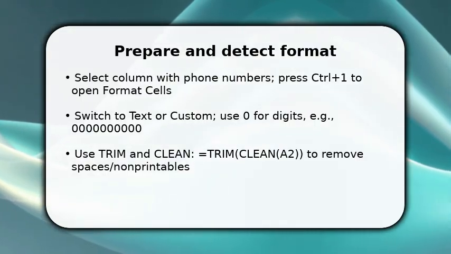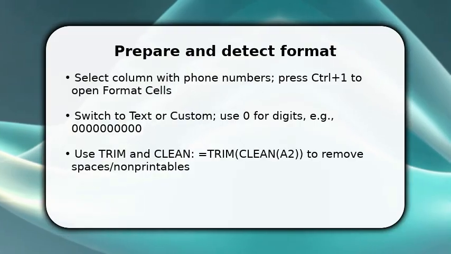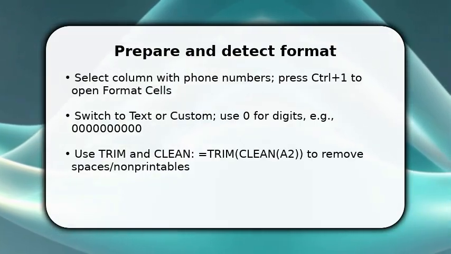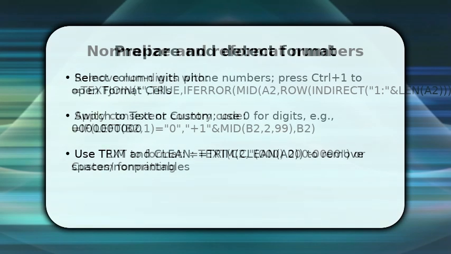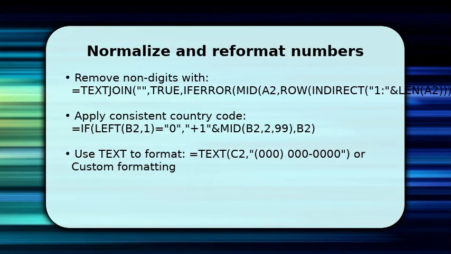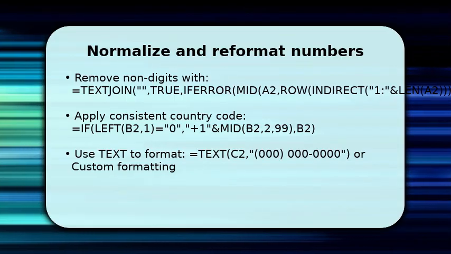Make sure to convert pasted values to text before further steps, because Excel's automatic conversions are the usual cause of phone errors. Next, you normalize the characters and enforce a consistent pattern. Use a formula or Power Query to strip everything except digits. This prevents accidental pluses or letters from breaking validation.